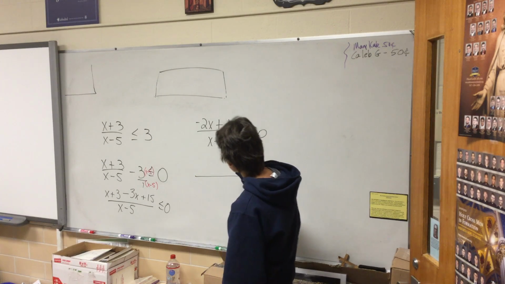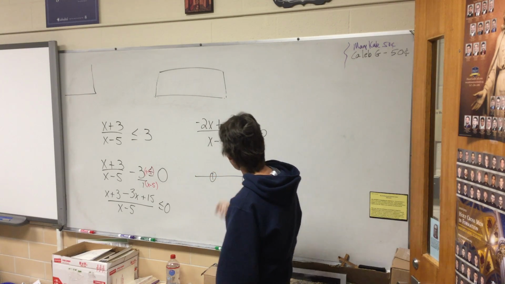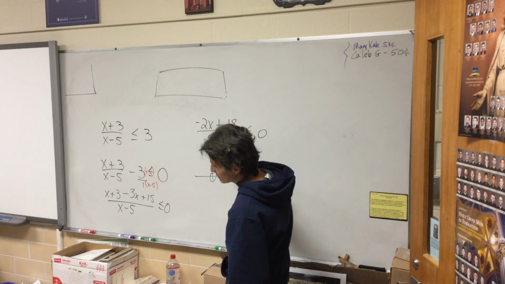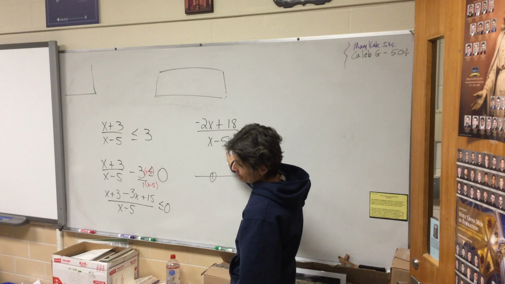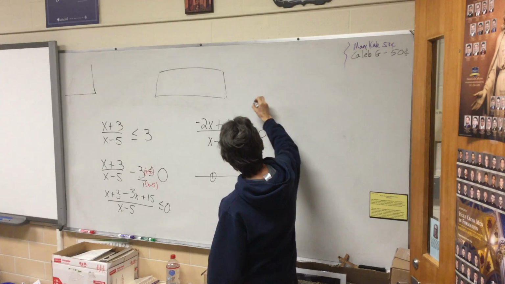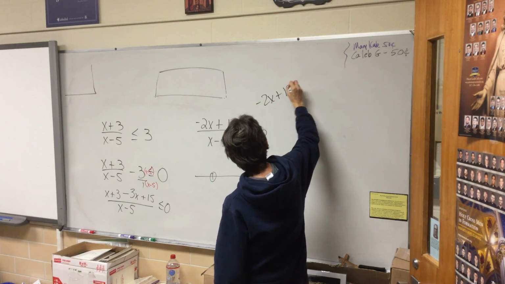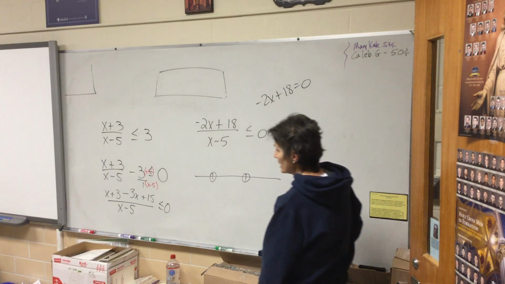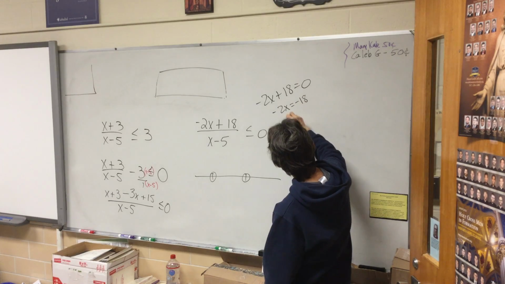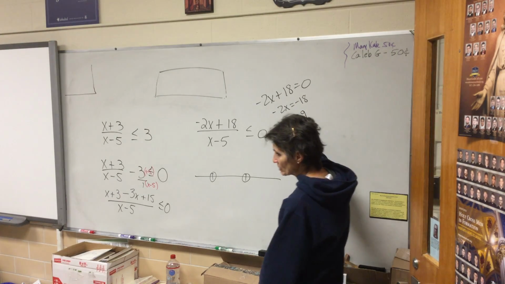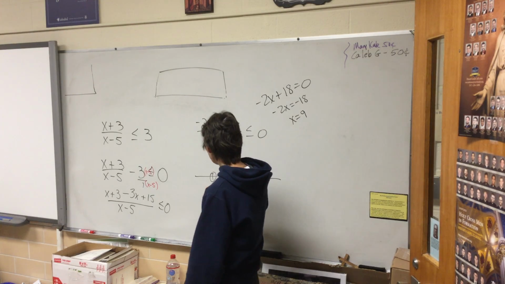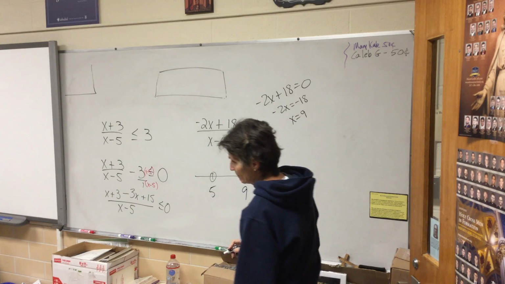Now I figure out I'm going to have a dot for the top and a dot for the bottom of my fraction. I know that the bottom dot is going to be at 5. But the top dot is a little tricky. So I'm going to set it equal to 0, negative 2x plus 18 equals 0, and solve that. So that tells me that my top dot will be at 9. So I've got one at 5 and one at 9.